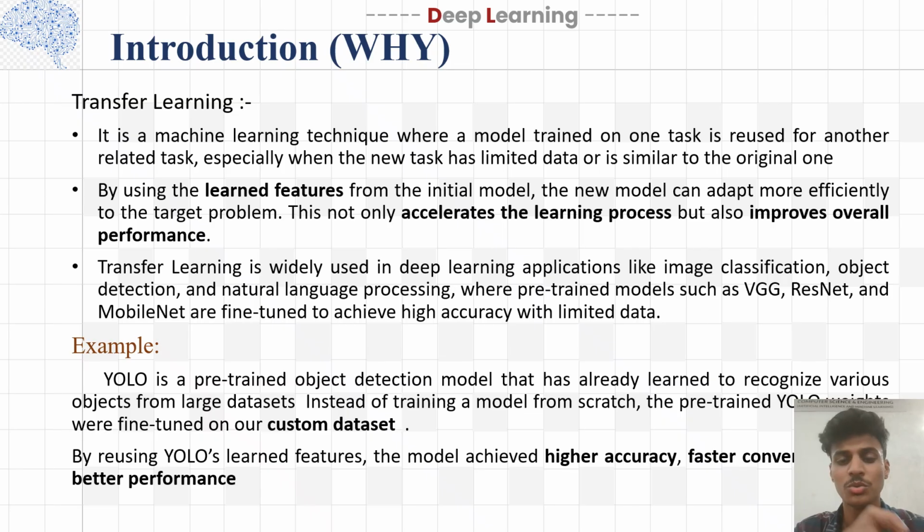Transfer learning allows us to reuse a model that's already been trained on large datasets for a new but relatable task. It helps the new model learn faster, perform better, and use fewer resources. For example, you can take ResNet or MobileNet, which are pre-trained models on massive data like ImageNet. Instead of starting from zero, we can fine-tune these models on our own datasets. A great example is YOLO, a pre-trained object detection model. Rather than training from scratch, we can use YOLO pre-trained features and fine-tune it on our customized data. This gives us higher accuracy and saves computational resources.